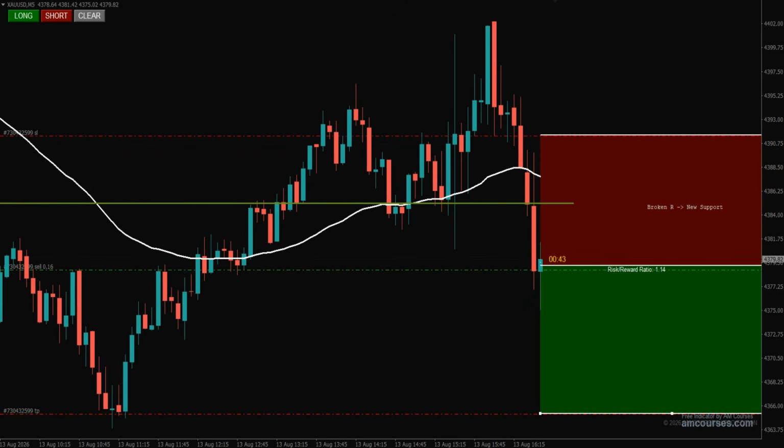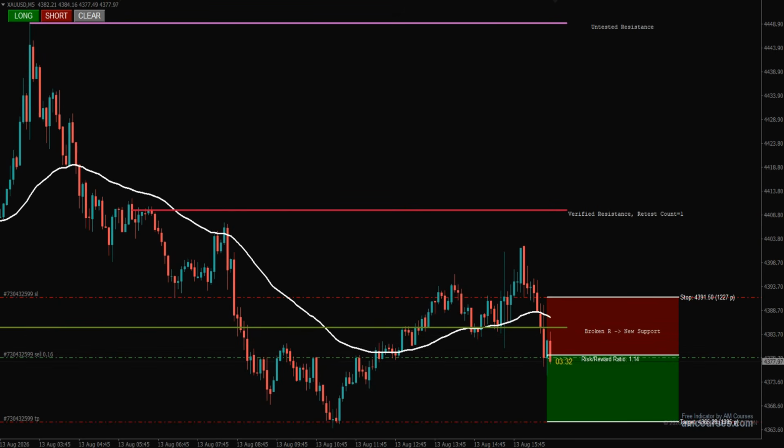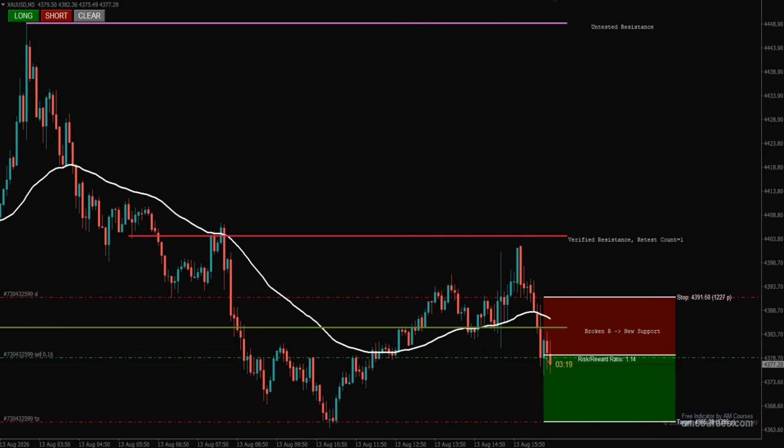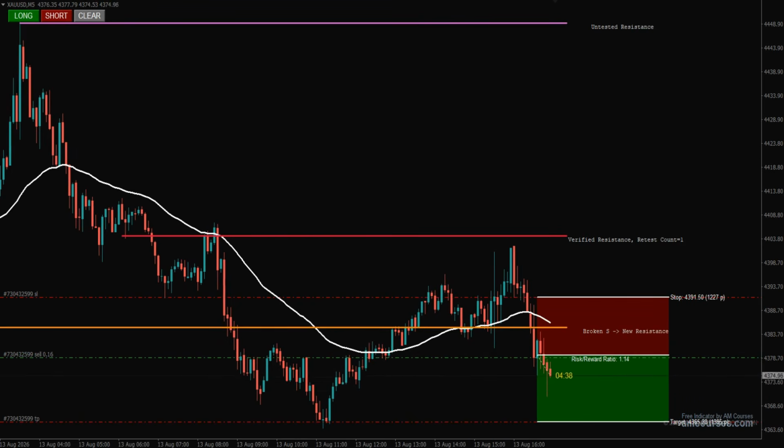Stop goes above both the broken level and the moving average. If price reclaims both of those, I am wrong, and I want out. Target sits at the low this pullback started from. Price has already reacted there once, so that is where I take my money. Risk to reward here is just over 1-to-1. Small, but I will not stretch a target past a real level just to make the ratio look better.